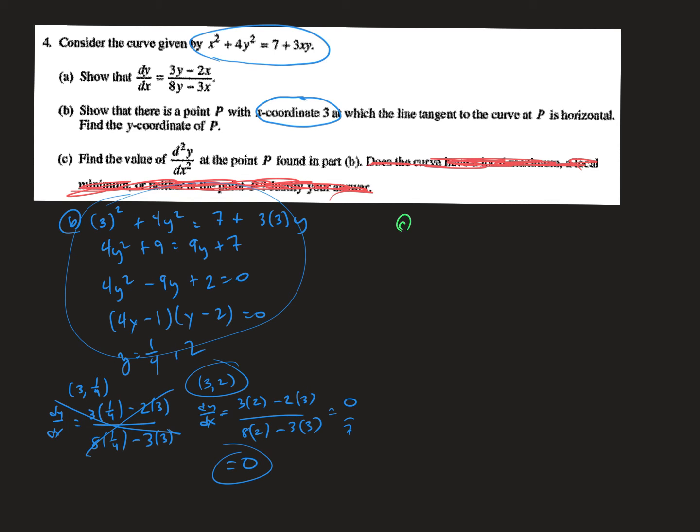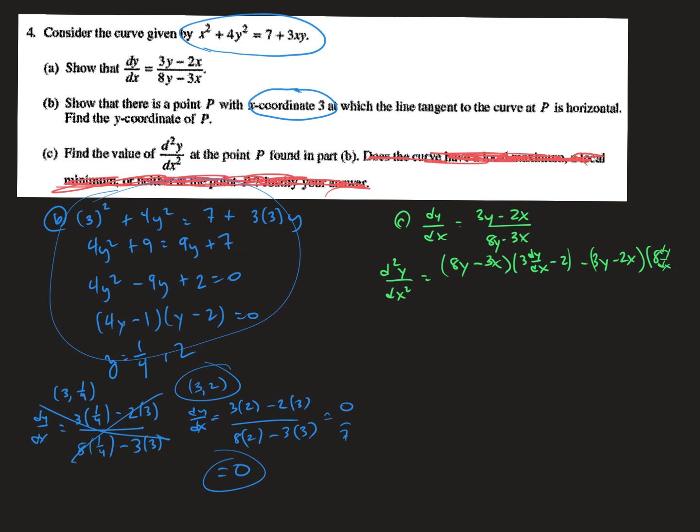Now, part C, again, just want to focus on getting the second derivative. So they gave you the first derivative in the problem. Oops, forgot the y. And now I'm going to take the derivative. So second derivative, I'm going to start with the quotient rule. Low, d high, minus high, d low, over low, low.